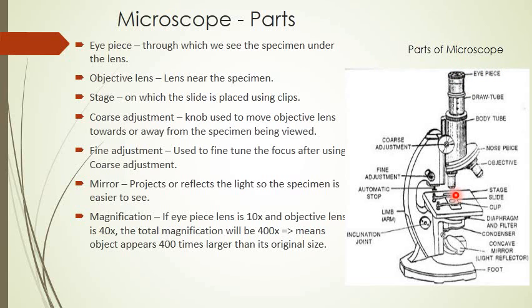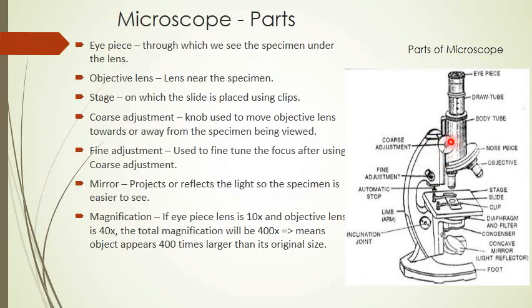Then the stage. This is the stage to keep the slide. Something must be there, right? So this is the stage to keep the slide and the clips to hold it properly, so that we get a proper view. In order to keep it still, not moving here and there, we use this clip. In this slide, this round colored one, the circle, is the specimen we are observing under the lens.